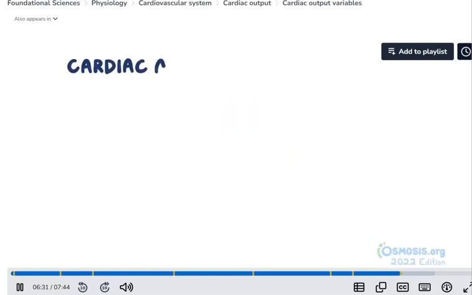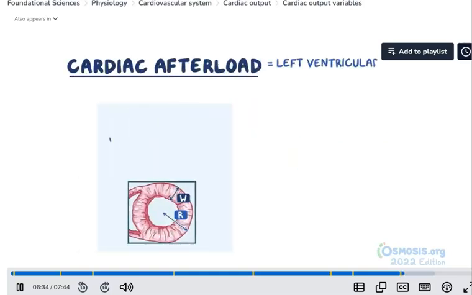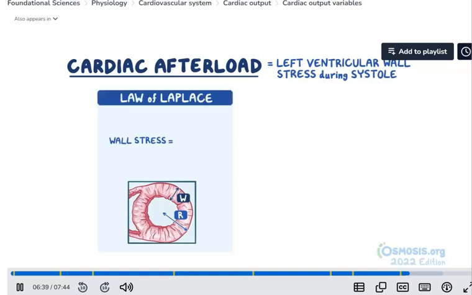Alright, as a quick recap, afterload is defined as the left ventricular wall stress during systole or ejection. Through the law of Laplace, we can say that afterload is directly proportional to the left ventricular pressure during ejection and radius during ejection, and indirectly proportional to 2 times the left ventricular wall thickness.